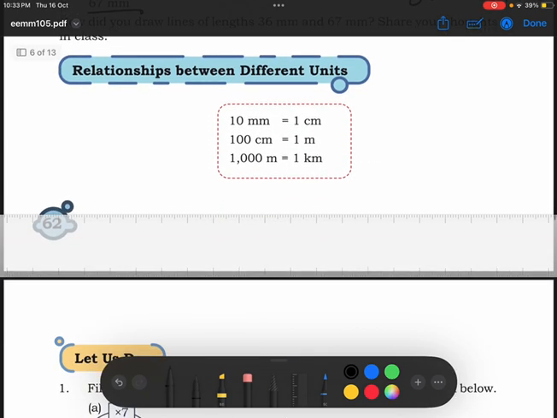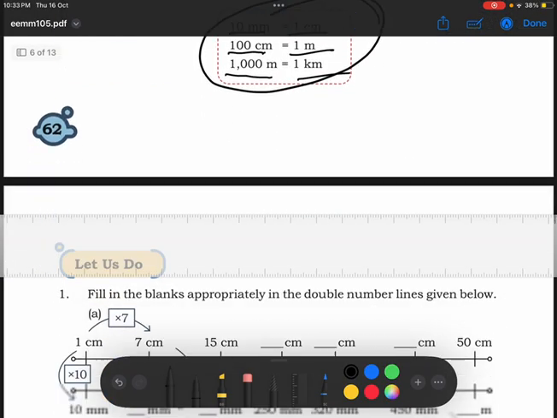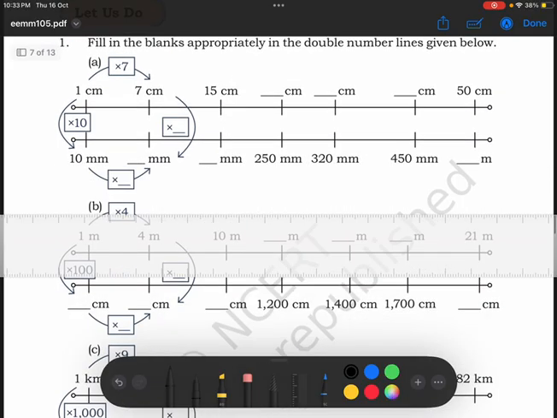Okay, relationship between different units. As we know, 10 millimeter is 1 centimeter, 100 centimeter means 1 meter, and 1000 meter means 1 kilometer. So using this comparison, we will do this question. Let us do.